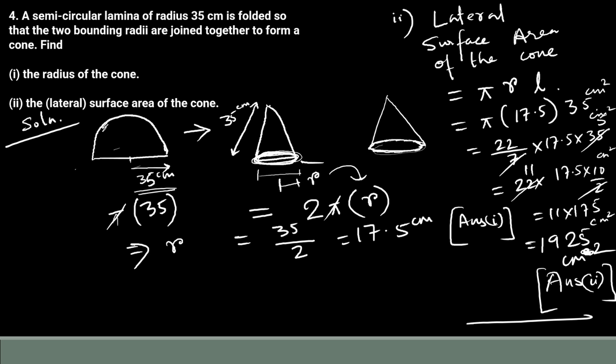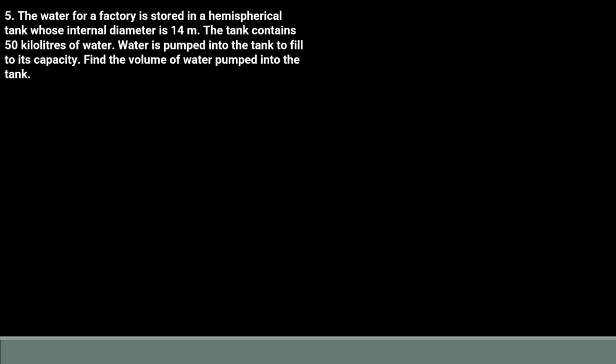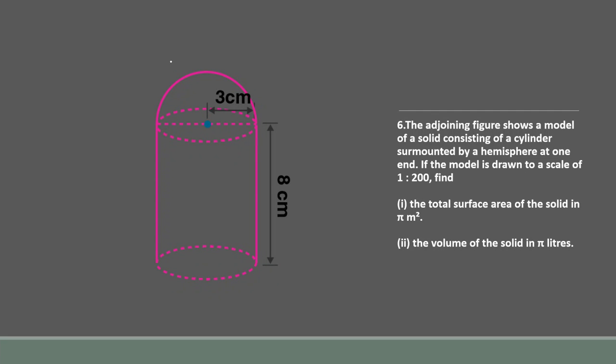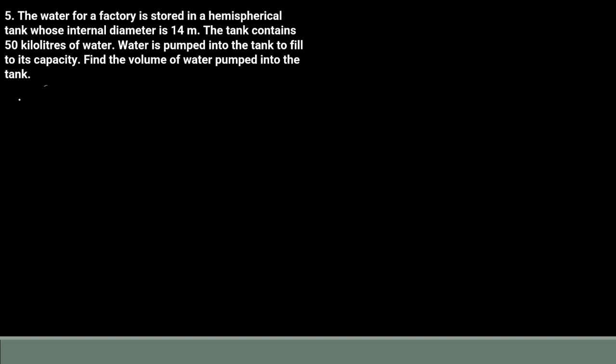So I hope you understood how we are finding the radius and the lateral surface area of the cone in this problem. Okay, let's move on. Let's go to the next problem. Similar thing, please try it first. All right. Okay. So what is the solution?